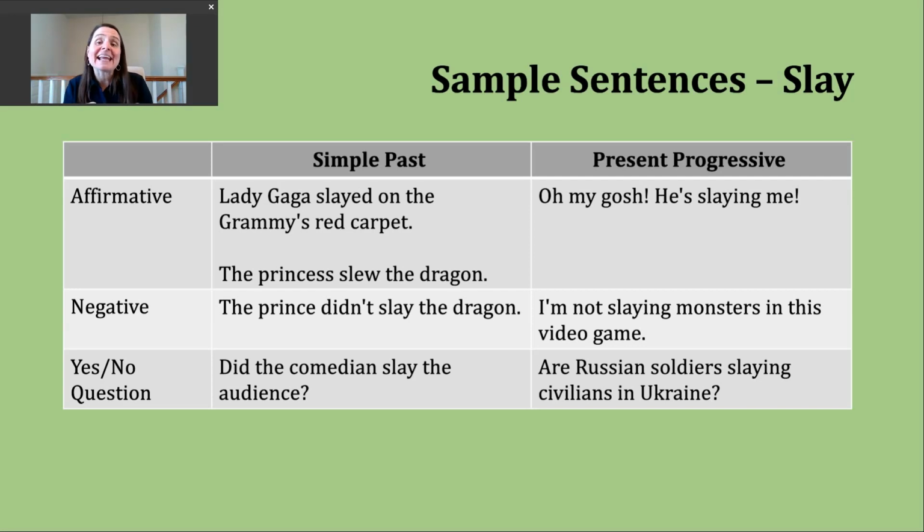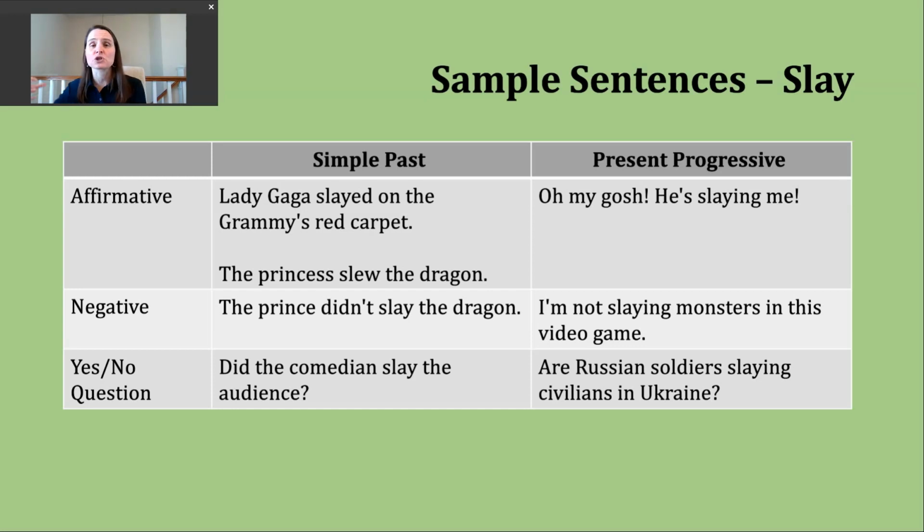If I want to make a negative present progressive sentence, my structure is again going to be to start with the present form of be that matches our subject, then we'll use not, then the ing form of the verb. You can see that in the example. I'm not slaying monsters in this video game. So again, we might hear this verb used to describe action in a video game or a movie, a TV show as well.